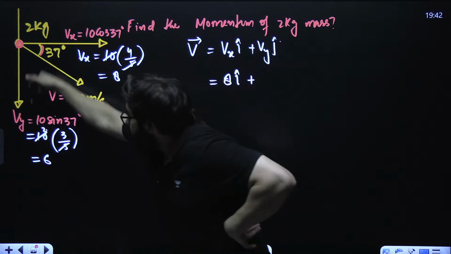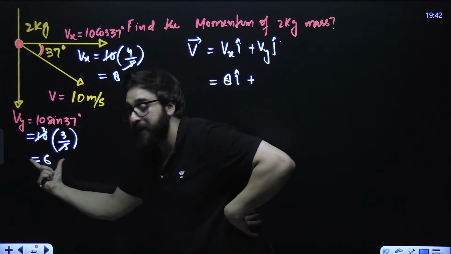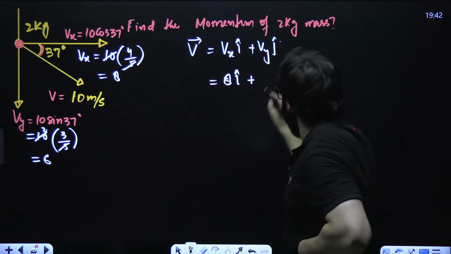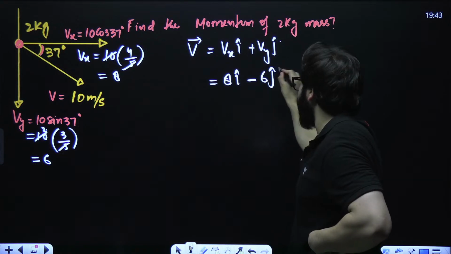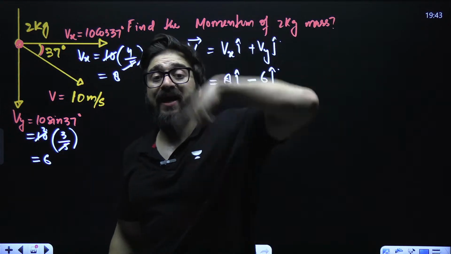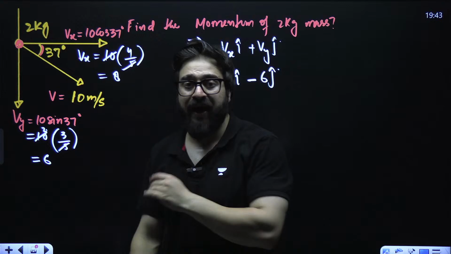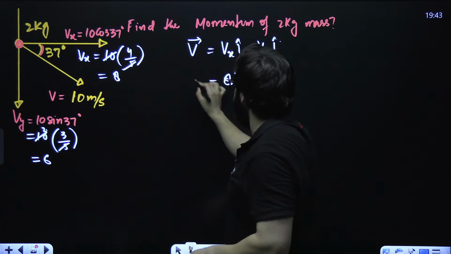So here, this Vy is downward, so it will be minus 6j. So I'll write over here, instead of this, I'll write minus 6j cap. Because upward means plus j, downward means minus j. So I can say this is the velocity.